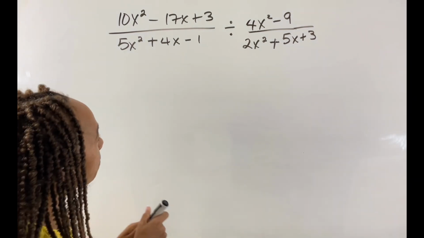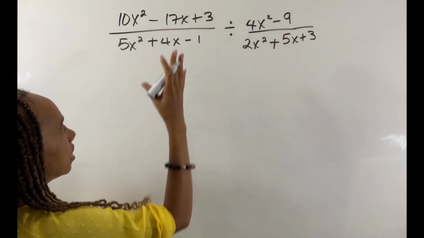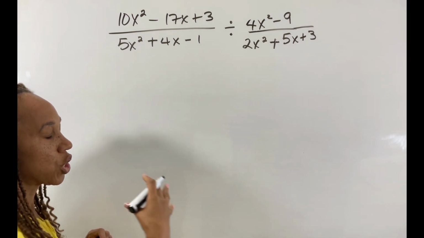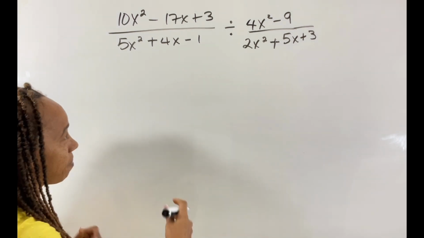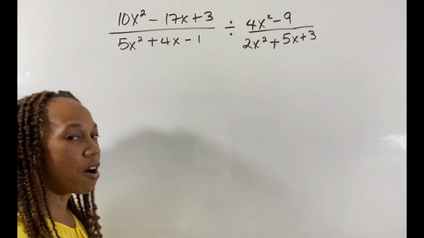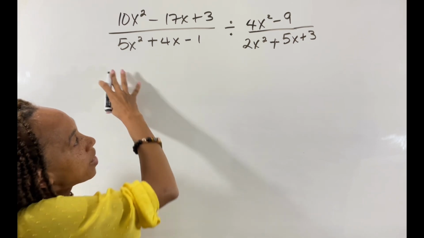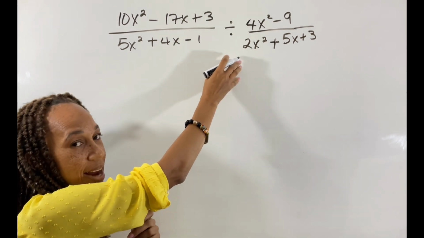So first and foremost, I always tell my students, let's do the flip first so that you don't forget to do it after you've factored each one of them out. So you can do that, or if you feel comfortable, you can actually factor out this part. When you get to the change, you change that and then you flip.